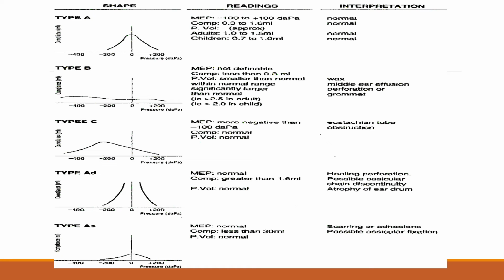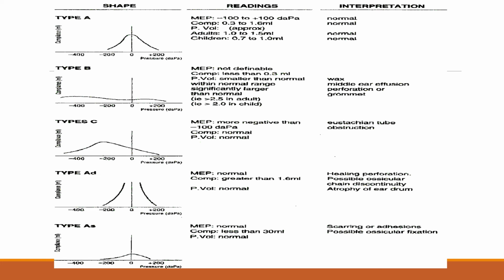So these are the different types of tympanograms. There are 5 types of tympanograms: type A, type B, type C, type AD, and type AS. In type A tympanogram, the middle ear pressure, compliance, and volume of the middle ear cavity are normal. In type B, the volume is smaller than within the normal range.